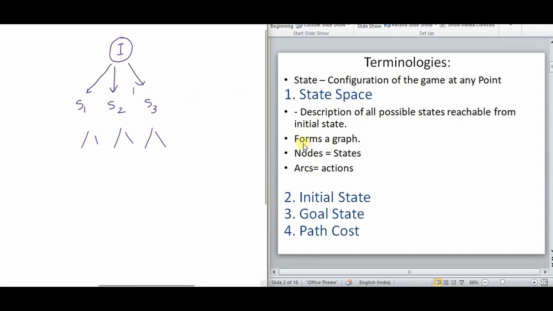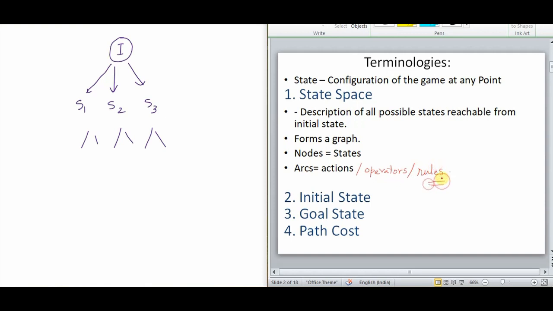Now this state space forms a graph, where the nodes of the graph are nothing but states, and arcs are called actions. Okay, the arcs are called actions. They are also called actions or operators, or they are also called rules.